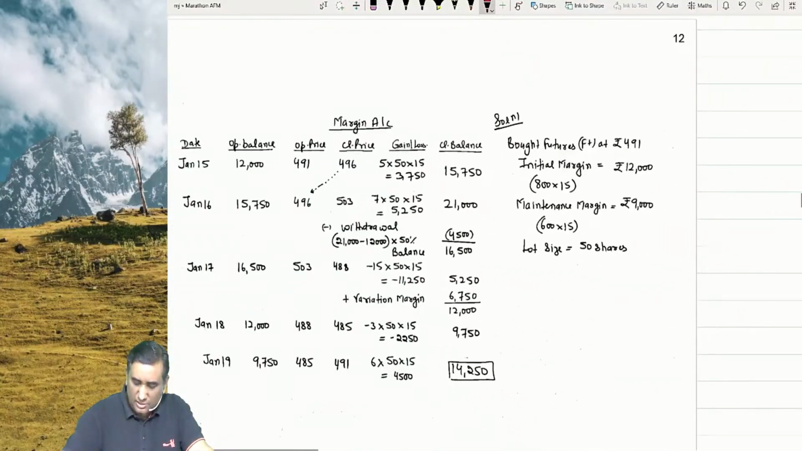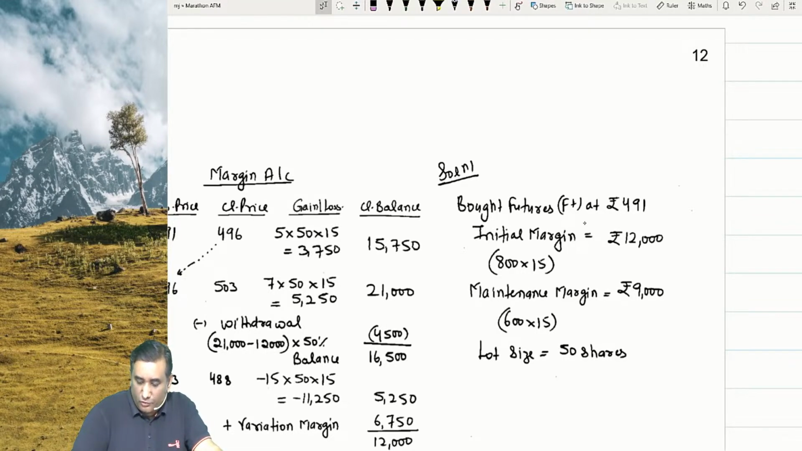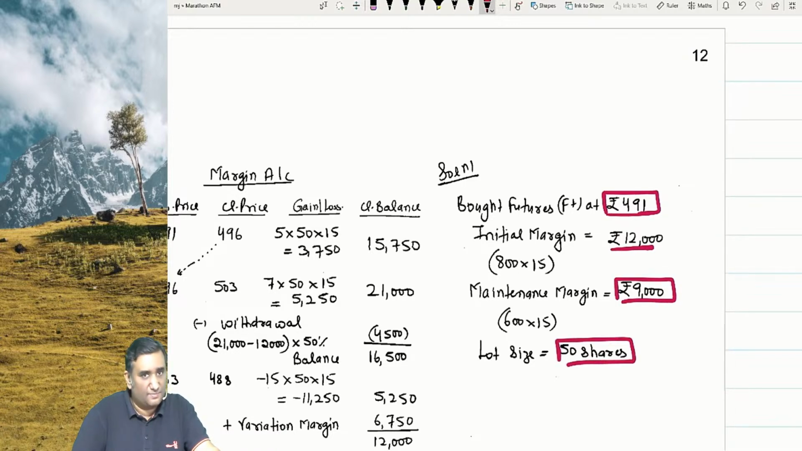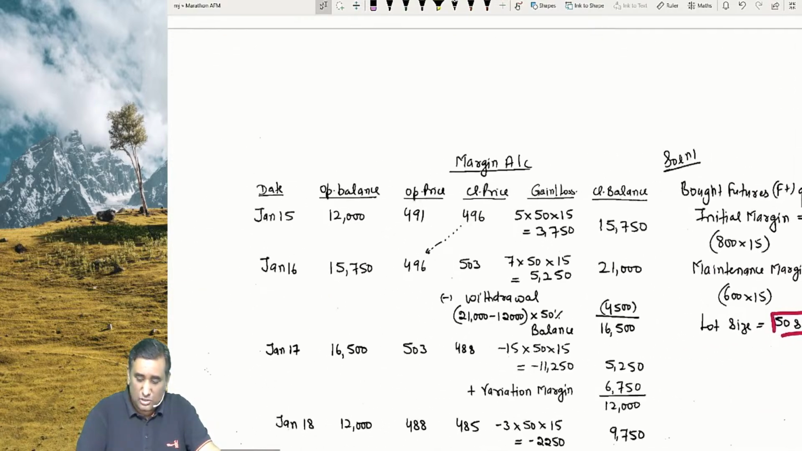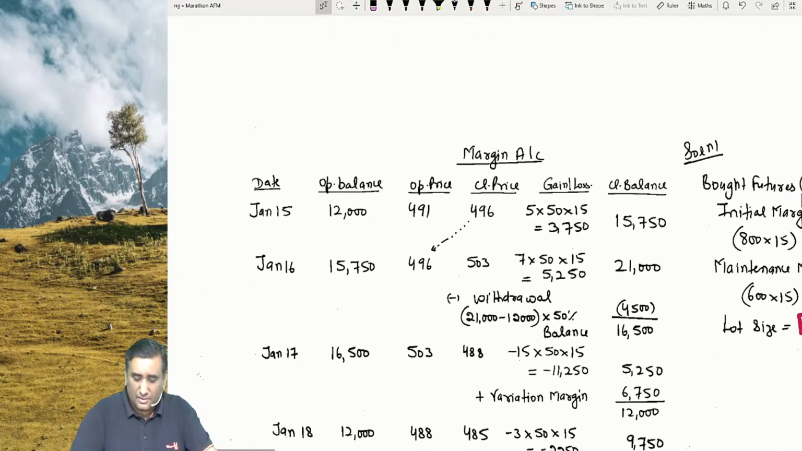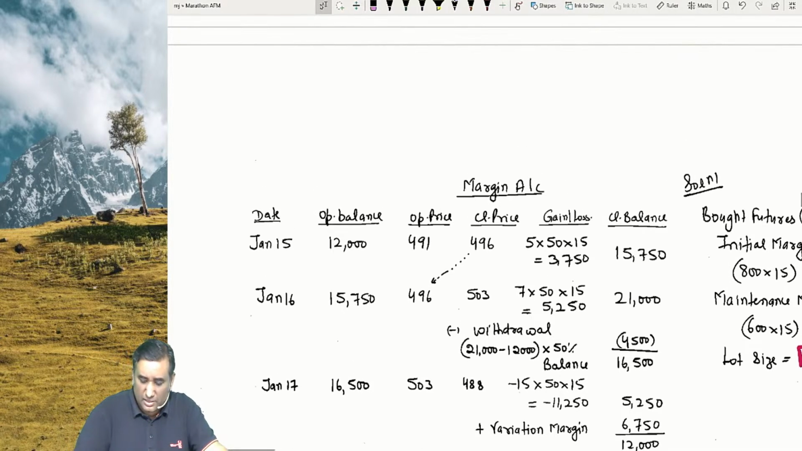We have this part here. He bought futures F plus at 491. Initial margin 12,000. Maintenance margin how much? 9,000. Lot size is 50 shares. Now I'll just show you the way of doing it. This will help you at some other place also. Portfolio, some security, mutual funds, we would have done exactly the same. Rebalancing also can happen, but anyhow it depends upon you. The objective is you should know what profit or loss will come.